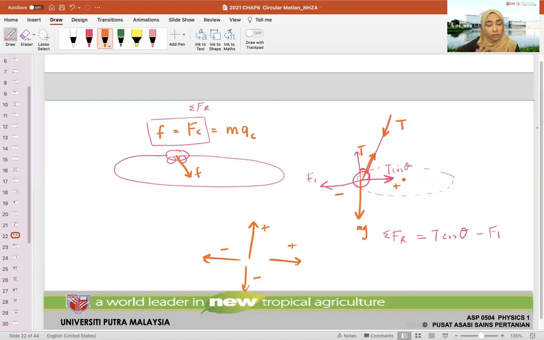And again, don't have to panic. It's just a regular free body diagram. You just have to resolve whatever goes into the center. Okay, so that is your net in the radial direction.